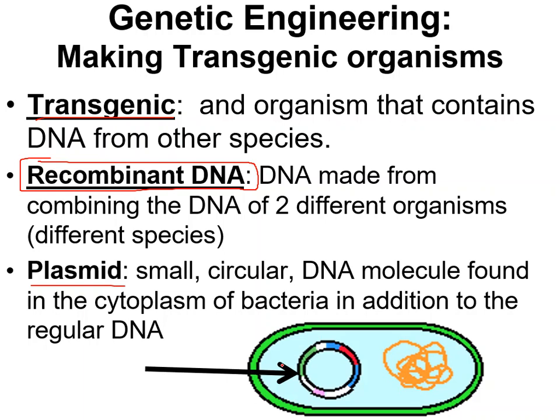But bacteria also have a circular chromosome. They have a circular chromosome that this arrow is pointing to. That's a plasmid. It's a circular chromosome found in bacteria. This is what we use to make recombinant DNA. This is the piece of bacterial DNA that we're going to cut and insert other genes into.